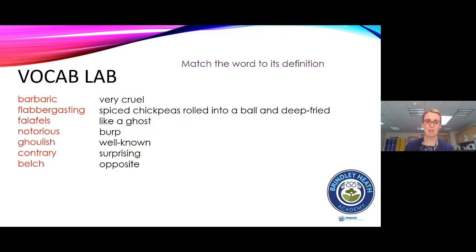Let's just read through now the definitions, the meanings of those words, and I'll go through those and then you can start to match them up. So we've got very cruel, spiced chickpeas rolled into a ball and deep fried, like a ghost, burp, well known, surprising, and opposite. So with your finger on the screen, or if you've printed it out, just draw lines matching the keyword and its definition. I'll give you a minute or two to do that just now.